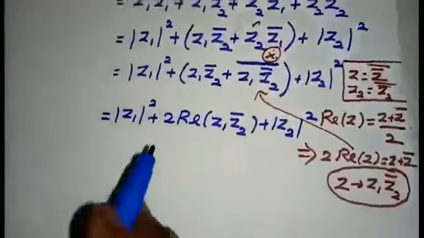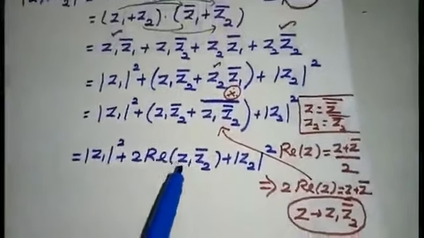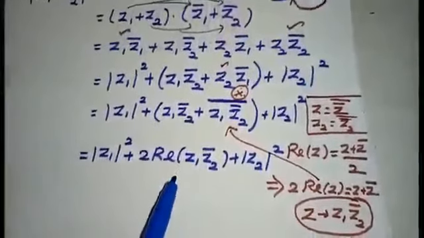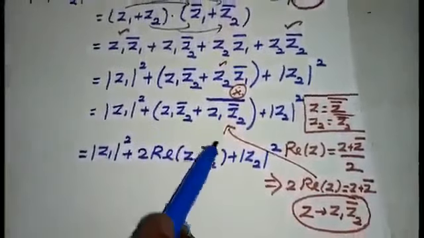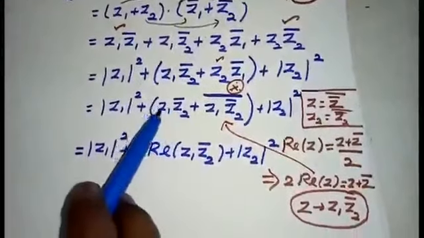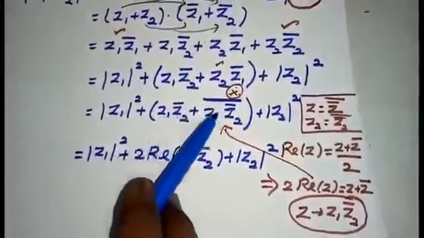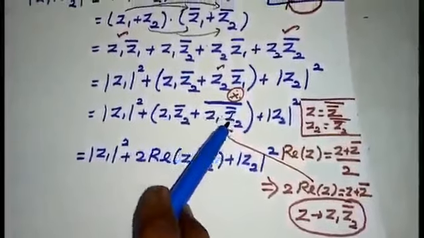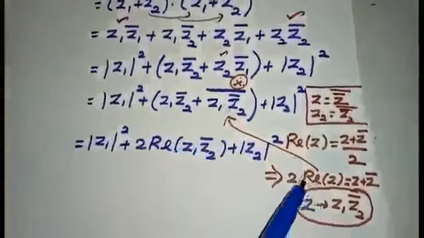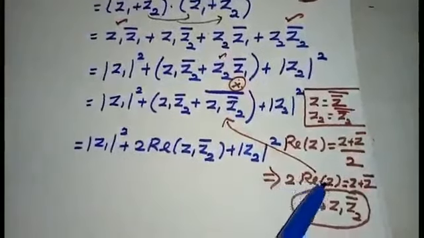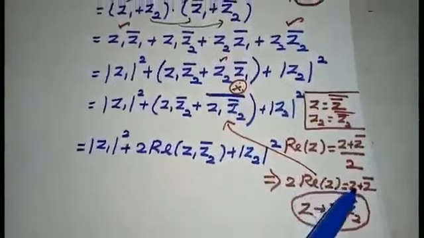I hope that you are understanding the concept, students. So just take some time to analyze this one. Instead of z I am having the value z1 z2 bar. That is why I am writing the second term also in the form of z1 z2 bar. I am using this property, 2 into real part of z is equal to z plus z bar, students.